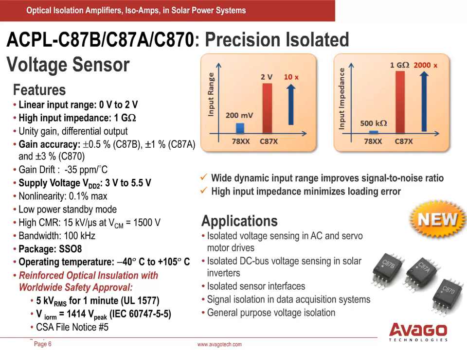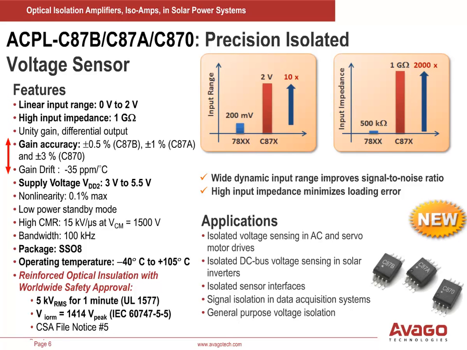Key features of this series include an input voltage range of 0 volts to 2 volts. This is a 10 times improvement over our earlier HCPL-7840 devices. The larger input range improves the signal-to-noise ratio. The second key improvement is the very high input impedance of 1 gigaohm. This is a 2,000 times improvement over the 500 kiloohm specification of the HCPL-7840 series. High input impedance minimizes loading errors.